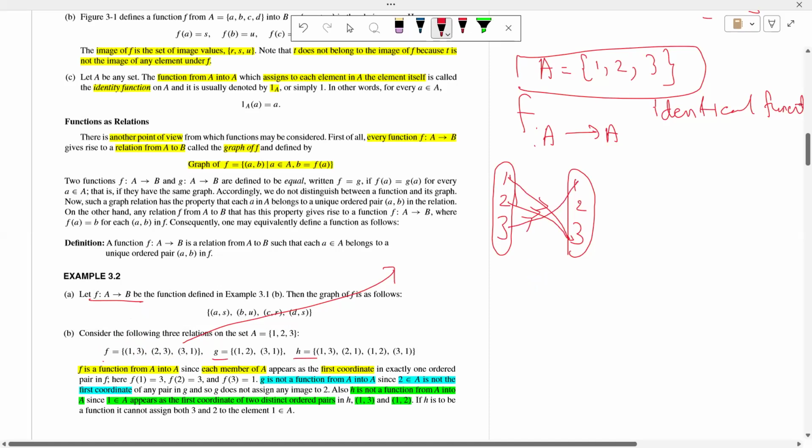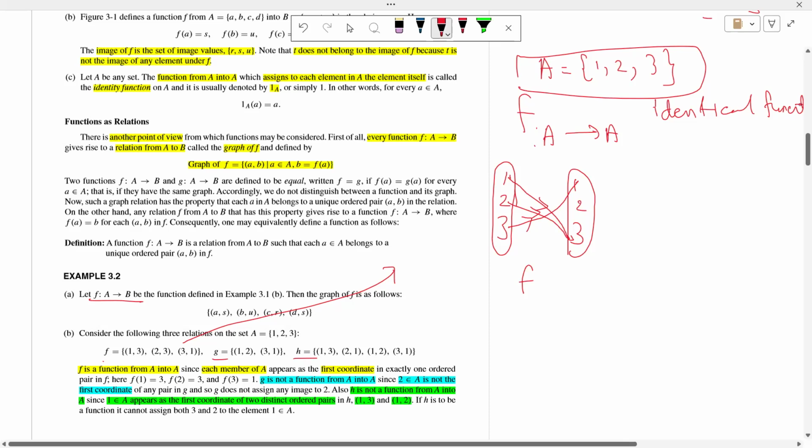Now, what do you think? Is f a function or not? Tell me. F is a function, right? Why am I telling f is a function? All the domain elements have relation with codomain elements. It's not mandatory that all the codomain elements have relation with the domain, right?